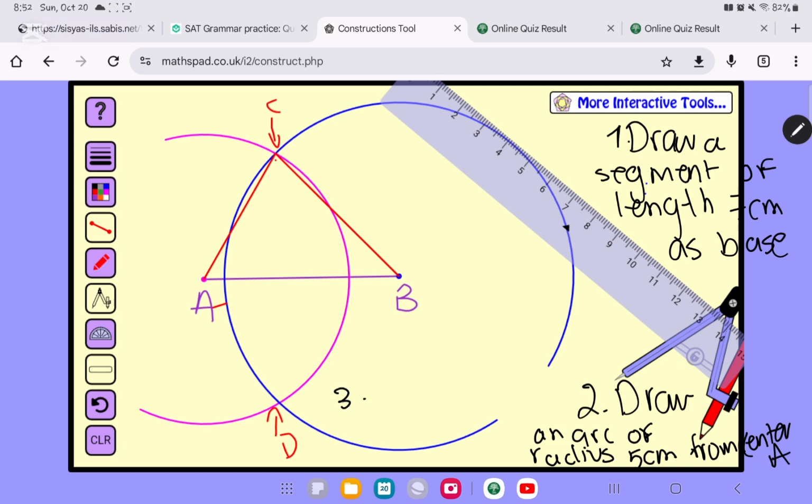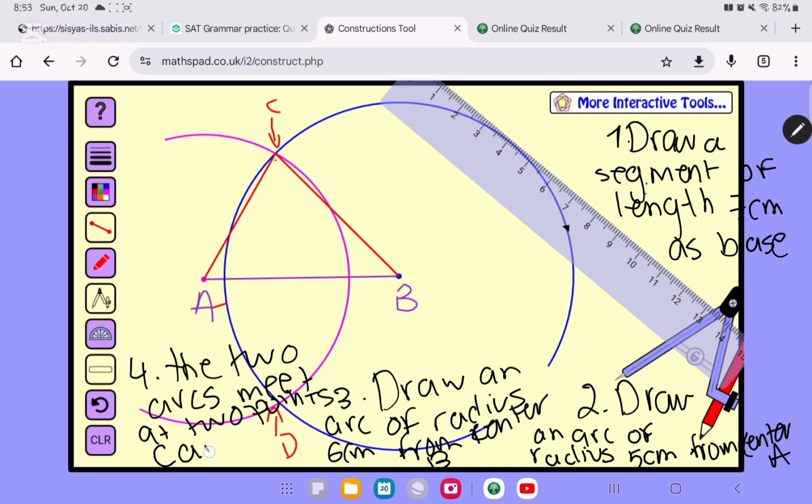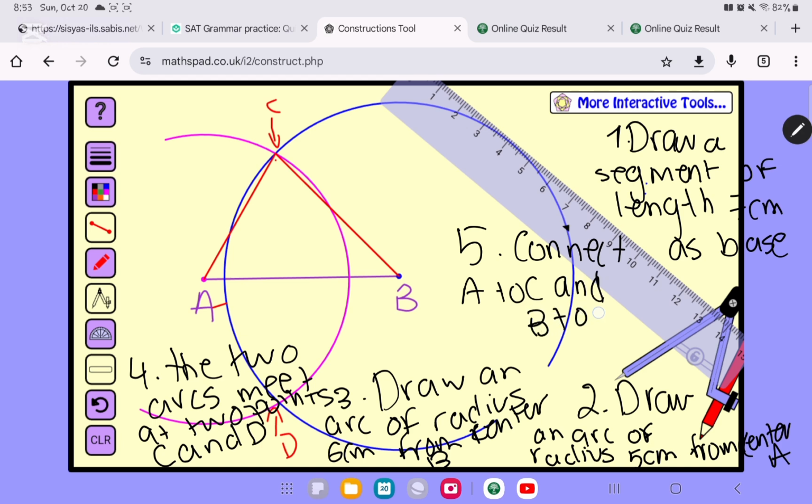Step 3, we did the same thing but from center B, but this time we draw an arc of radius 6 centimeters from center B. Fourth step, we will notice that the 2 arcs meet at 2 points, C and D. And now the final step, you can connect A to C and B to C. And like that we drew a triangle of side lengths 7 centimeters, 5 centimeters, and 6 centimeters.